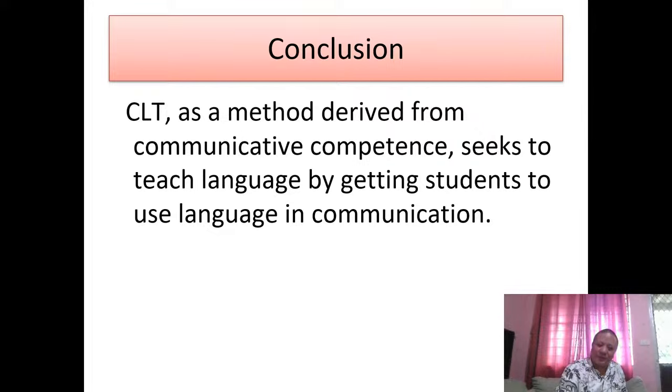Okay, in conclusion, CLT as a method derived from communicative competence seeks to teach language by getting students to use language in actual communication. CLT came from communicative competence. It teaches students to learn language by actually using language in communication.